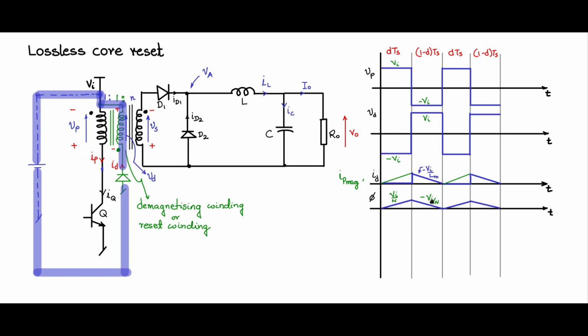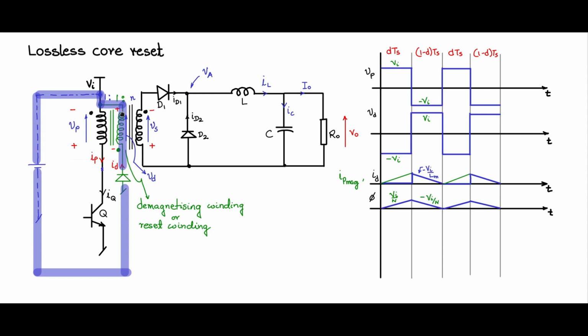Because the slopes are the same, you need to give at least that same amount of time for it to reset. Therefore, the duty cycle for this type of converter is limited to a maximum of 50%. So this is the way the core reset functions in this.